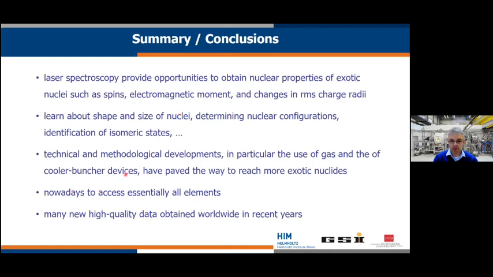A very important point to make is that technical and methodological developments have been crucial to make this progress. In particular, the use of the IGISOL device, of gas cells and of cooler bunchers have been very crucial to increase the reach towards more exotic and more rare nuclides. Nowadays, one can say we can essentially access all elements by the different nuclear reactions. And in recent years, we have obtained many high-quality data sets.